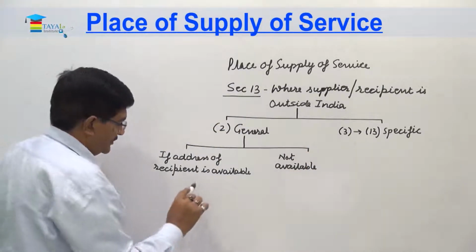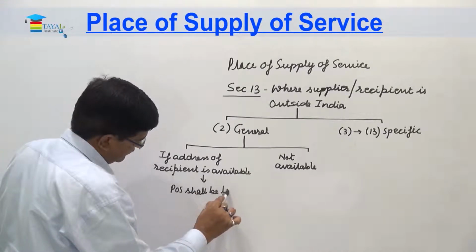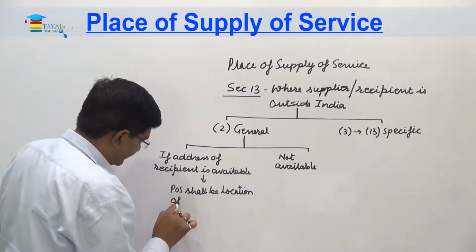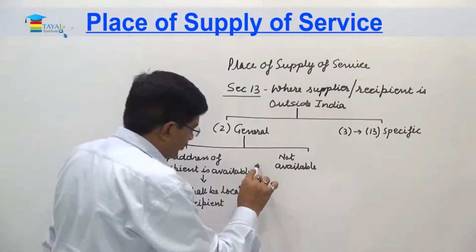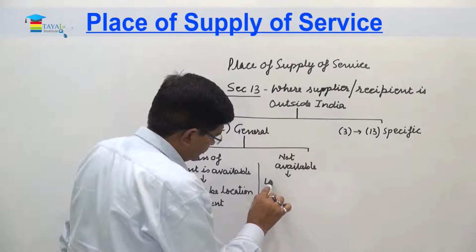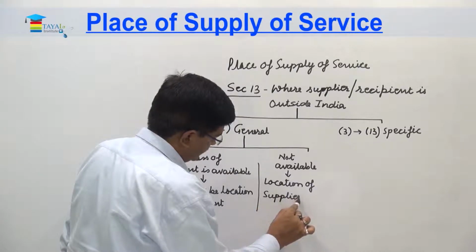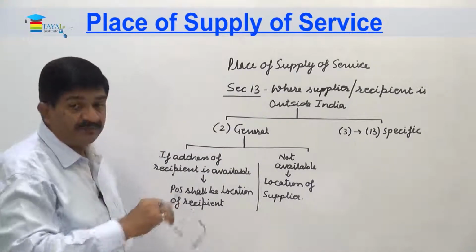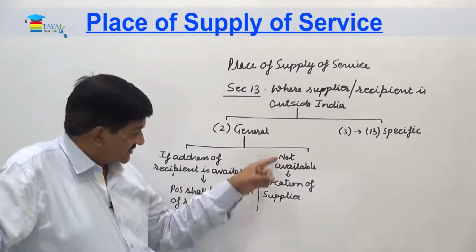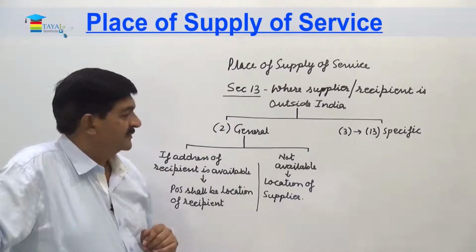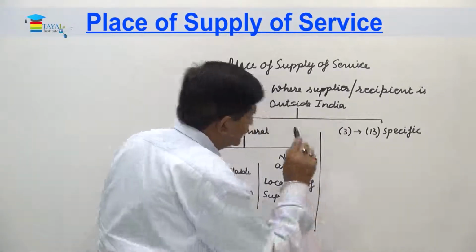So if it is available, in that case the place of supply shall be the location of recipient, and if it is not available, then it becomes the location of supplier, right? So friends, this will become more relevant when the services are being exported and the customer is overseas. You must have the address of the person, otherwise this becomes the location and then it becomes taxable. And if this is the case, the recipient, then nothing will be taxable, because the place of supply itself will become outside India.